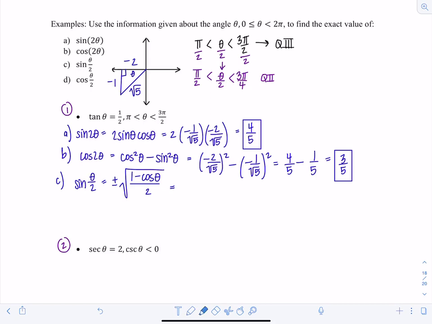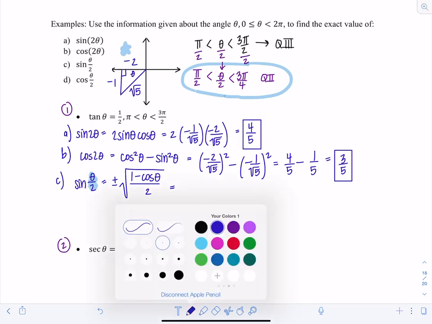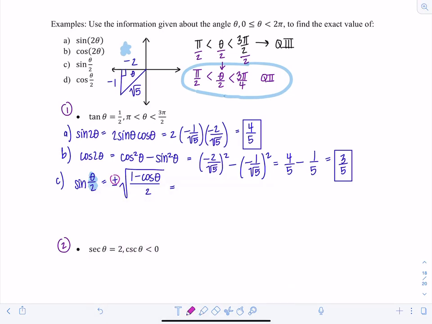If I know theta over 2 is in quadrant 2, is sine of theta over 2 going to be positive or negative? We're over here. Y values are positive there. So I'm going to choose the positive sign, okay? So I don't need to write plus or minus anymore. I'm choosing the positive radical. And I'm going to have 1 minus, now cosine of theta is negative 2 over rad 5. And then this is all divided by 2.